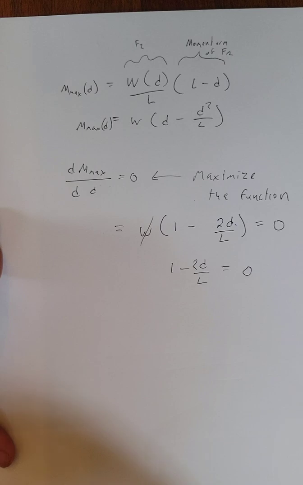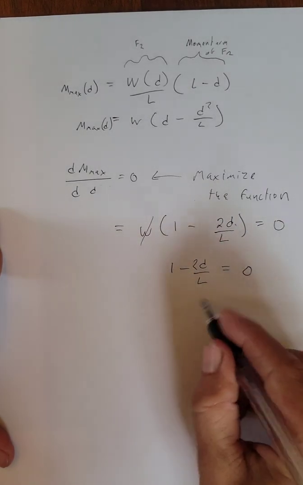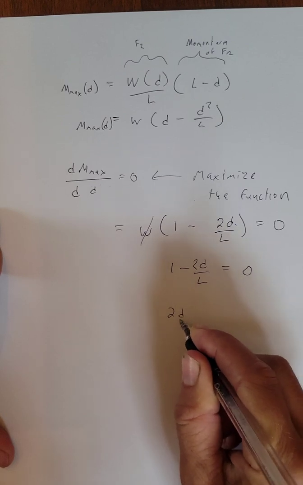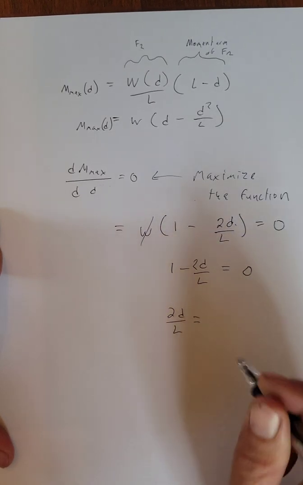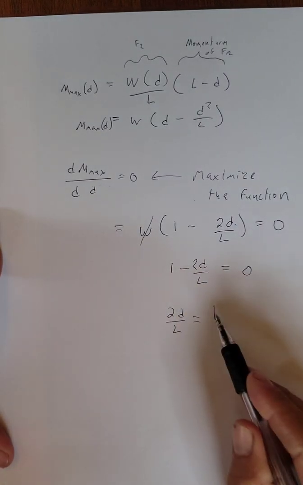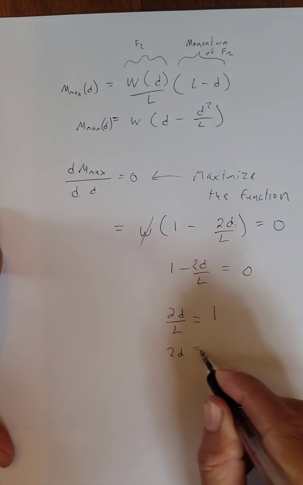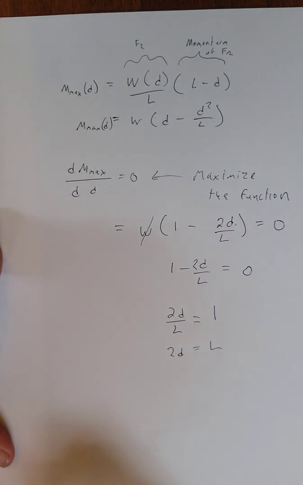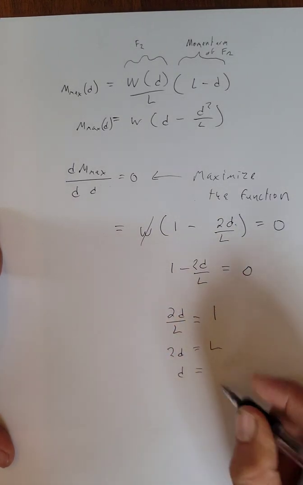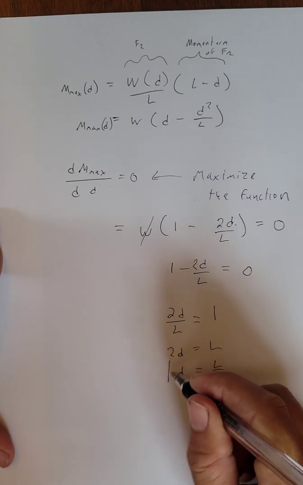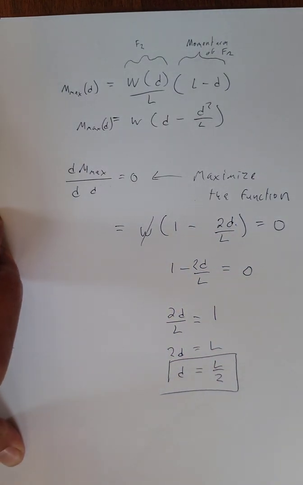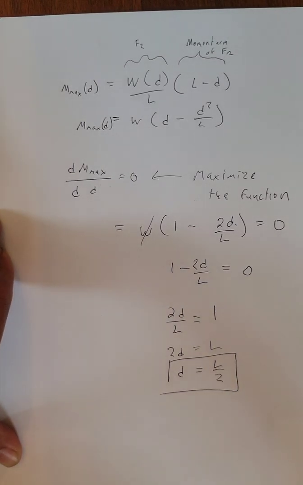We can pull this over to the other side and rearrange a bit. I'm going to just rewrite that to be 2d over L is equal to 1. I multiply this over to the other side. I get 2d is equal to L. And then finally, d equals L over 2, which is the result that we were looking for. So this passes the gut check, right? So we said to ourselves, where do we think that the result is going to be the worst case for the bridge? This is when the excavator is at the middle of the span.